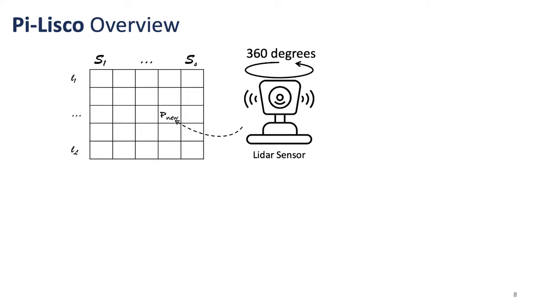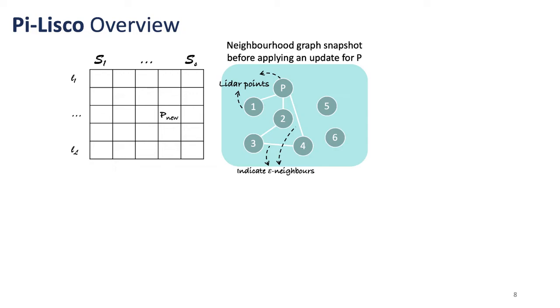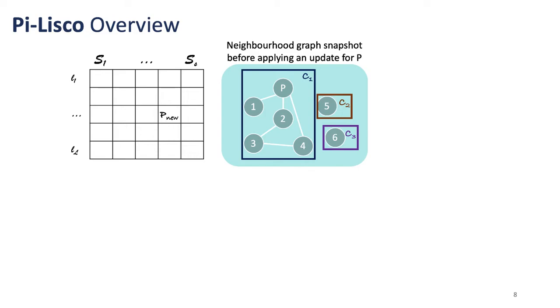By updating points in the matrix, Pi-Lisco can search in the locality of each updated point to identify the epsilon neighborhood and update the corresponding clusters while reusing unchanged information. To achieve this, we need to know which points, and consequently which clusters, are affected by updating a single point. For that, we use a dynamic neighborhood graph, whose vertices are LiDAR data points and edges connect epsilon neighbors. With this definition, each connected component in the graph represents one cluster.